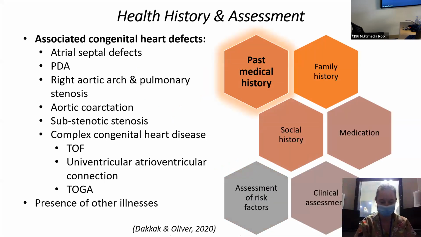Looking at past medical history in more detail, when obtaining collateral of patient history information, it is important to note any associated congenital heart defects, such as atrial septal defects, patent ductus arteriosus, aortic coarctation, right aortic arch and pulmonary stenosis, subvalvular stenosis, and specifically looking at complex congenital heart disease, such as tetralogy of Fallot, univentricular atrioventricular connection, and transposition of the great arteries. It is also important to note the presence of any other comorbidities.